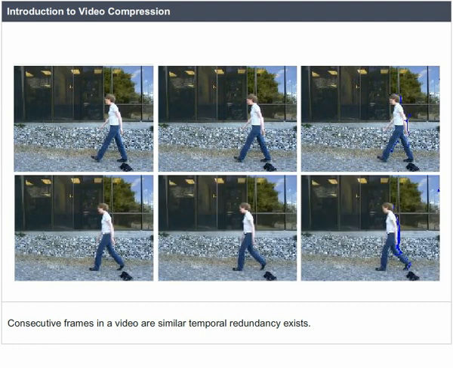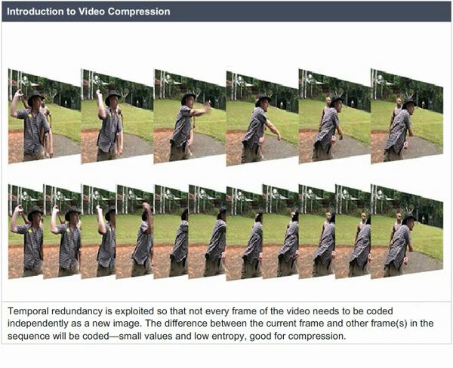Video compression with motion compensation. Consecutive frames in a video are similar, so temporal redundancy exists. Temporal redundancy is exploited so that not every frame of the video needs to be coded independently as a new image. The difference between the current frame and other frames in the sequence will be coded. Small values and low entropy are good for compression.